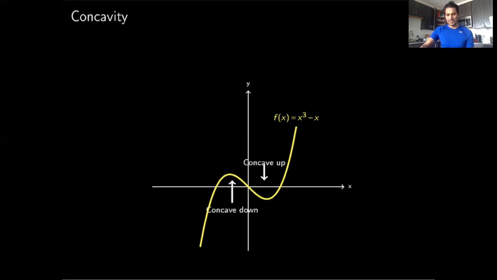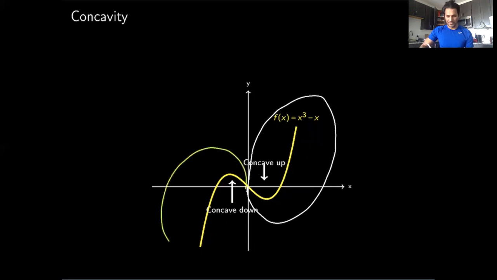The function is concave upward where the bending of the curve is in the upward direction. So this is the portion where the function is concave upward. As you can see, this sort of function looks like a cave, and the direction of the cave is upward. On the contrary, this is the portion where the function is concave downward, where the bending of the curve is in the downward direction.